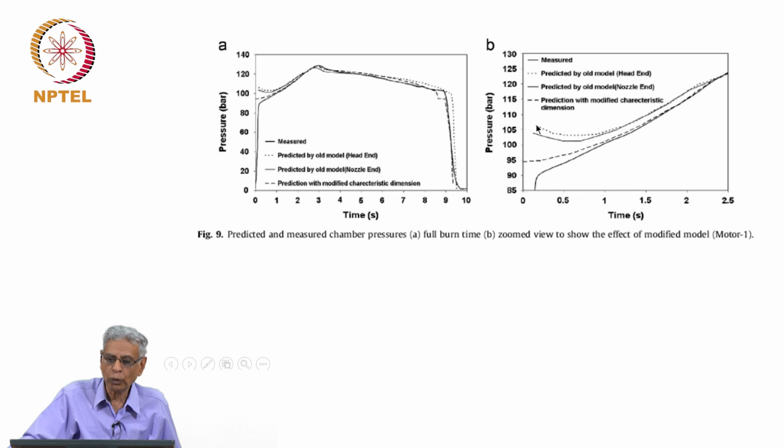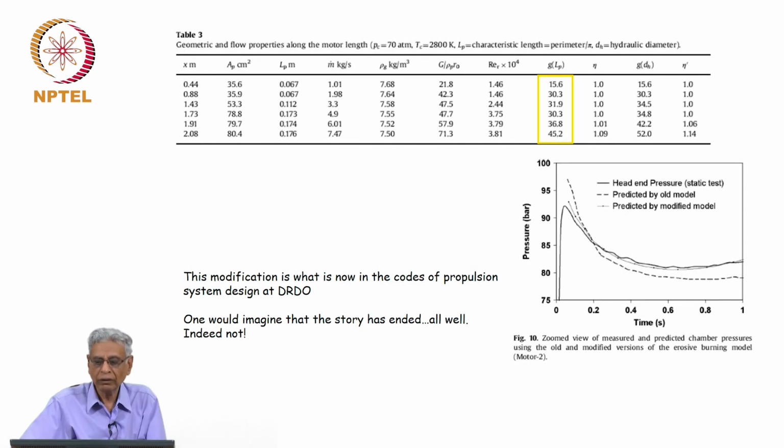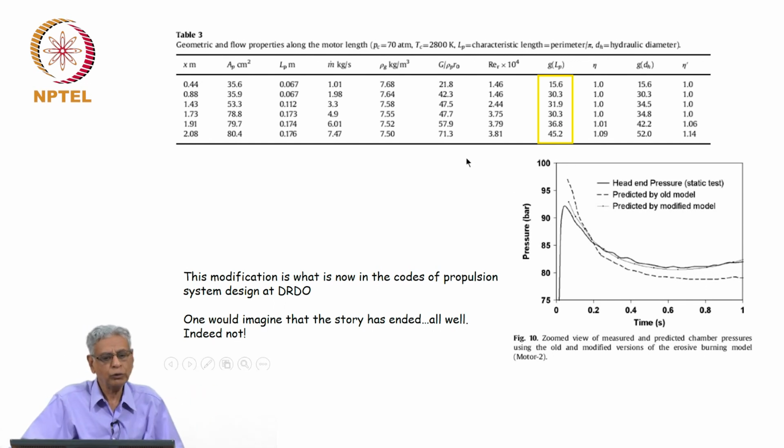You see, this is the old model, this is the modified characteristic dimension, and so you will find that the correlations between the prediction and the burn time, the behavior is well captured. When this was put together, they have been using this code now for all these grains, both at DRDL and some other lab called ASL.